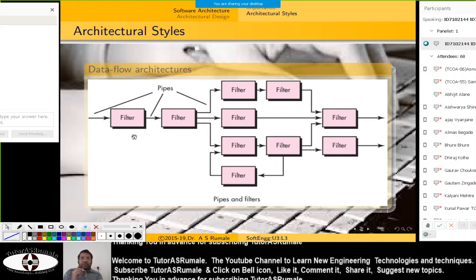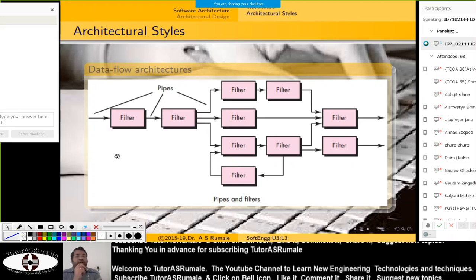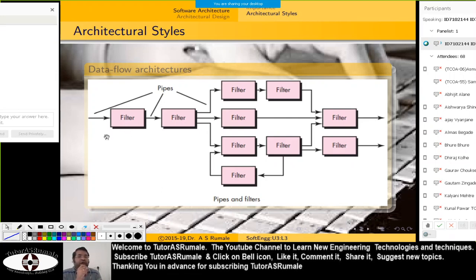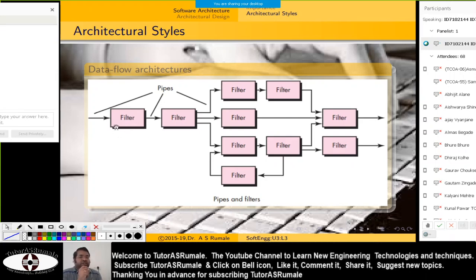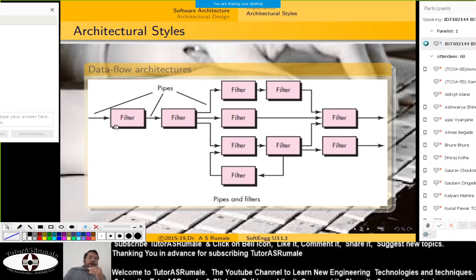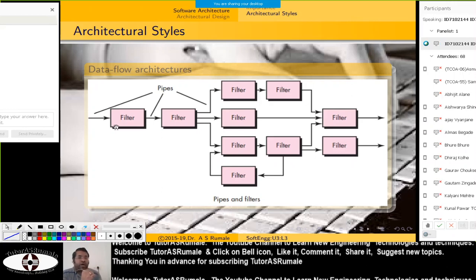Let's say this filter is a rotating machine, so it starts rotation. This rotation is connected to the fan, you get the fan. Connected to a mixer, you get the mixer in the same way. So that is what is called pipes and filters in a data flow architecture.